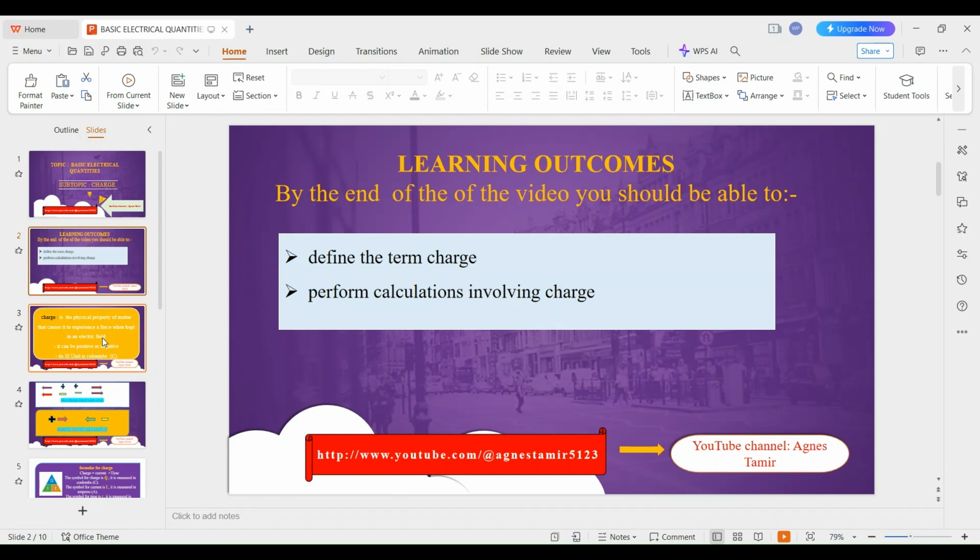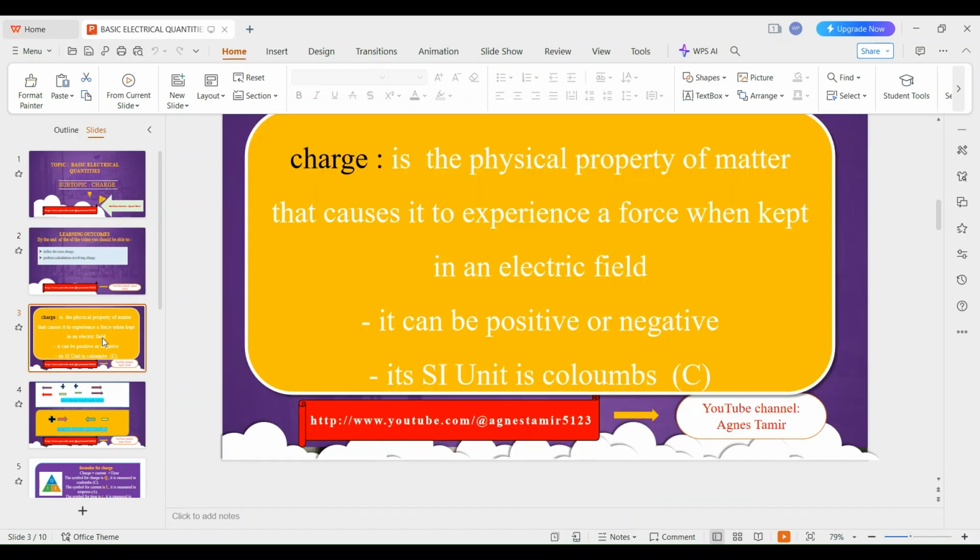So let's look at our learning outcome number 1, that is defining the term charge. Charge is defined as the physical property of a matter that causes it to experience a force when kept in an electric field.